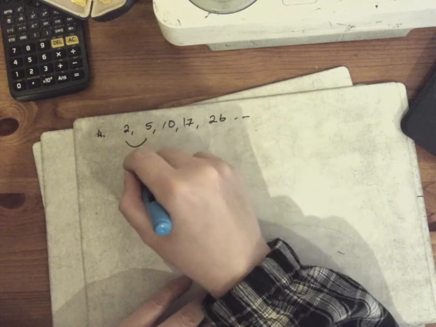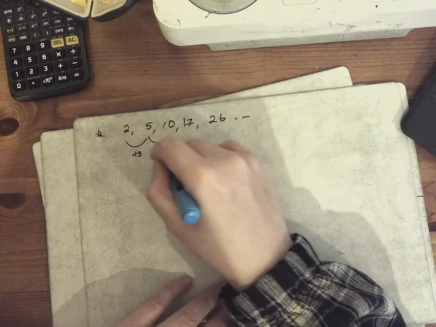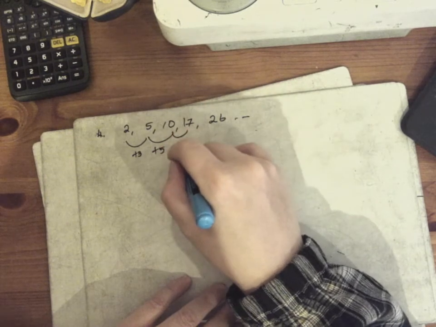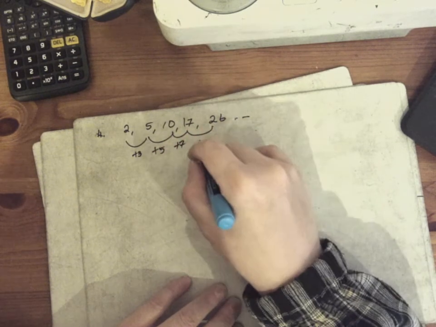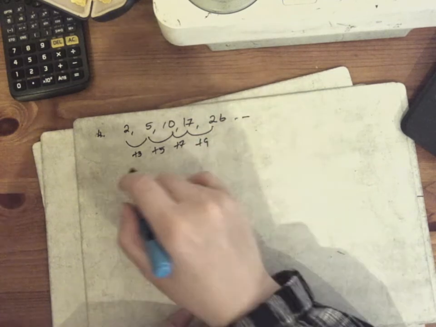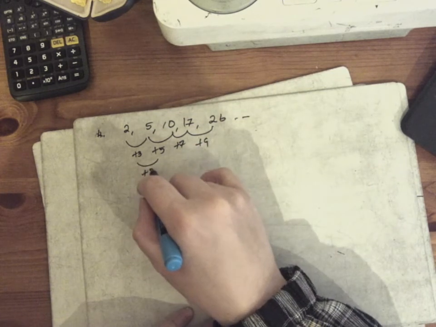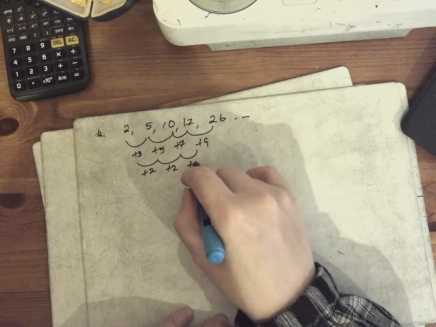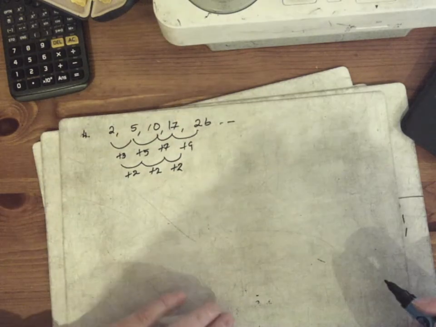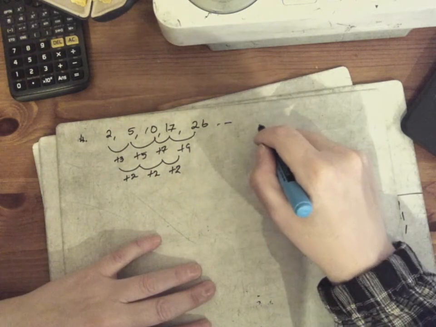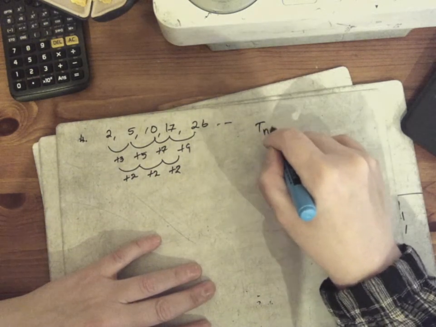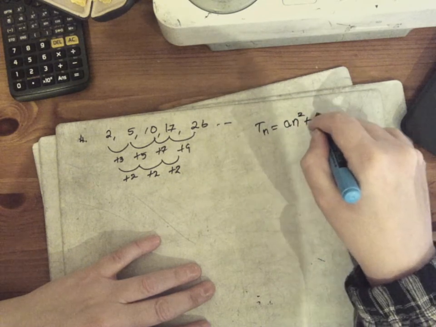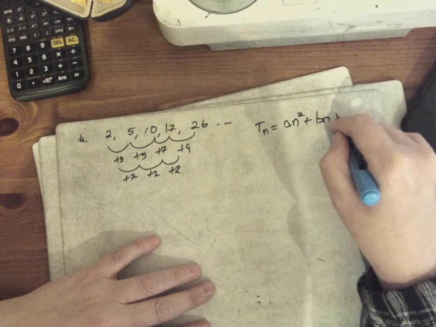First difference: 2 goes to 5, you added on 3. 5 goes to 10, you added on 5. 10 goes to 17, you added on 7. 17 to 26, you added on 9. So it's not linear. So you go again, that's plus 2, plus 2, plus 2. So it's a quadratic sequence because the second difference is a constant. Once you say it's quadratic, you say Tn of a quadratic sequence is of the form something n squared plus something n plus a number.